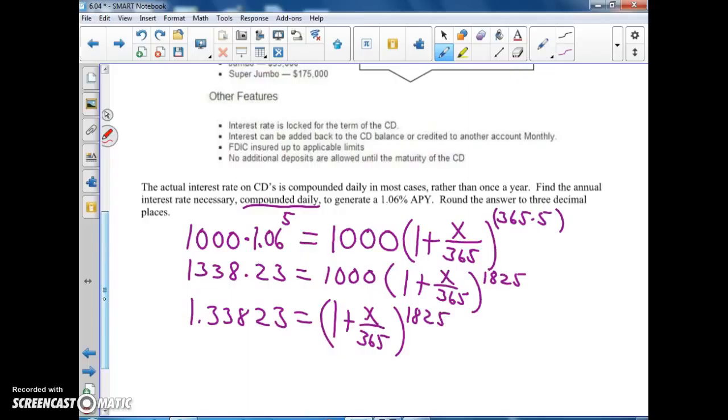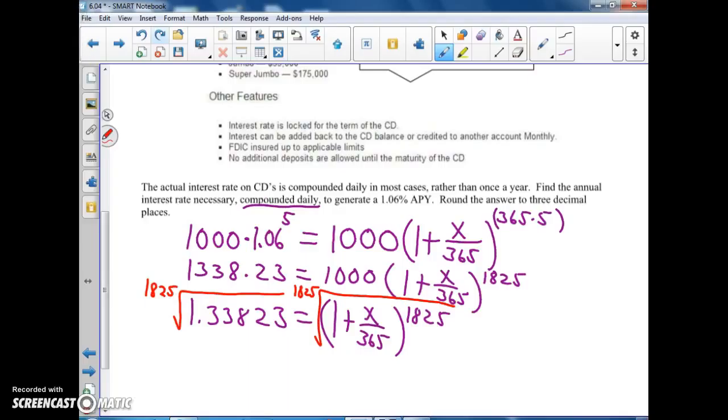Okay, all right, now what's the next thing we do? This is the tricky part. Only a few people have written this one. Not square root, it's going to be what? 1825. You got it, the 1825th root is what you're going to take. Exactly. You're going to take the 1825th root of this. Very good. You see, you guys do understand this.